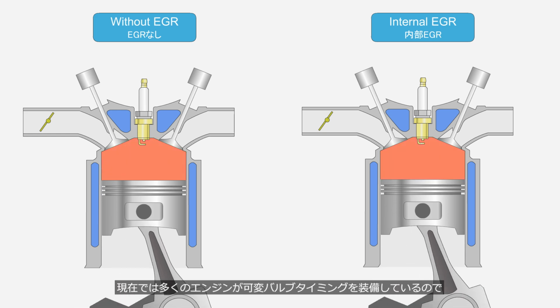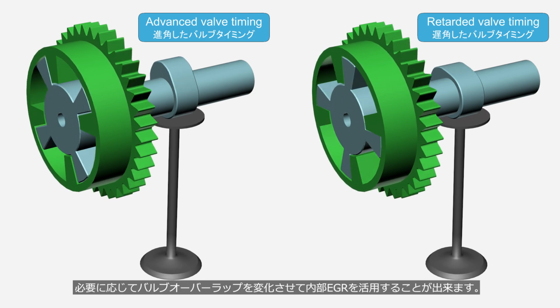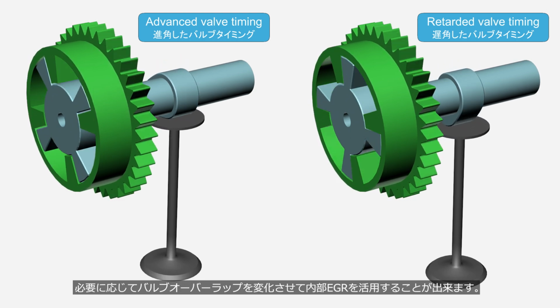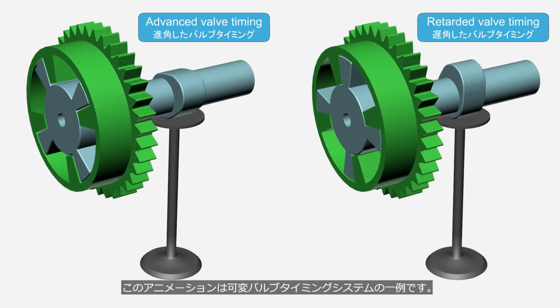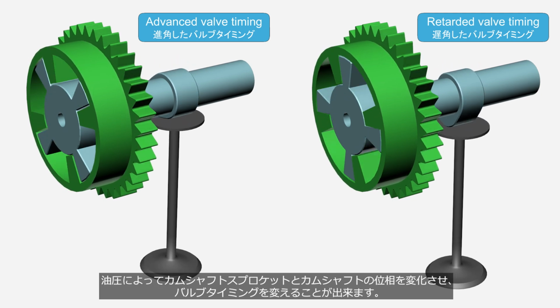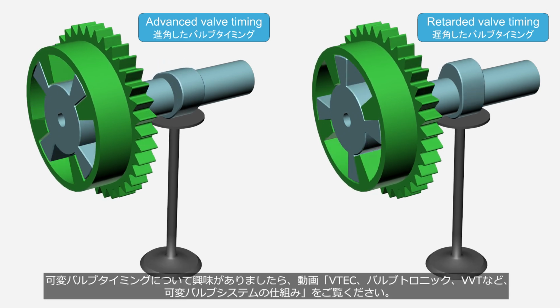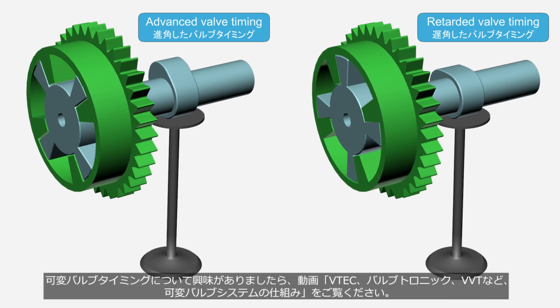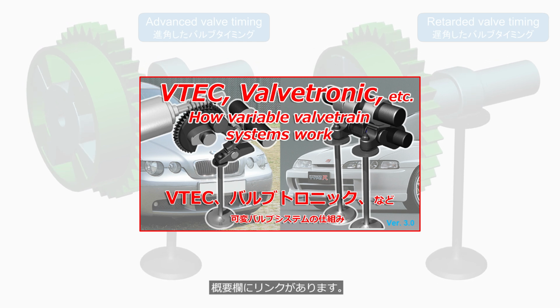Today, many engines are equipped with variable valve timing, allowing the valve overlap to be adjusted as needed to utilize internal EGR. This animation is an example of a variable valve timing system. Hydraulic pressure adjusts the phase between the camshaft sprocket and camshaft, allowing the valve timing to be varied. If you want to learn more about variable valve timing, check out the video, VTEC, Valvetronic, VVT, etc., how variable valvetrain systems work. There's a link in the description.